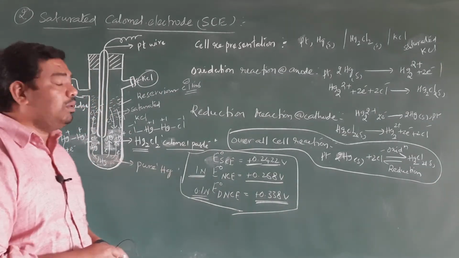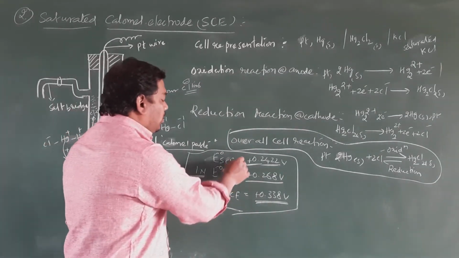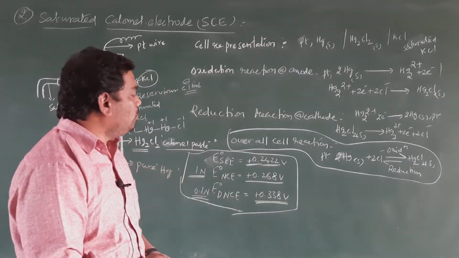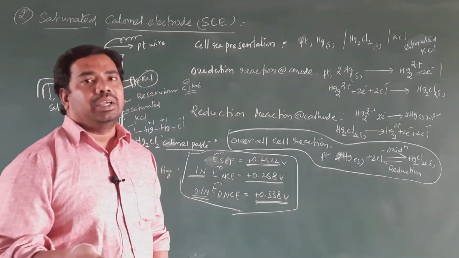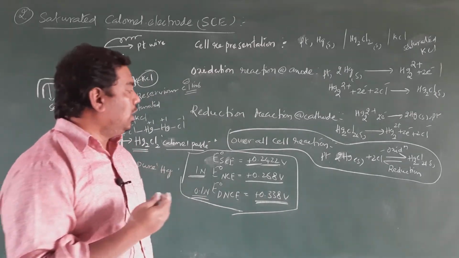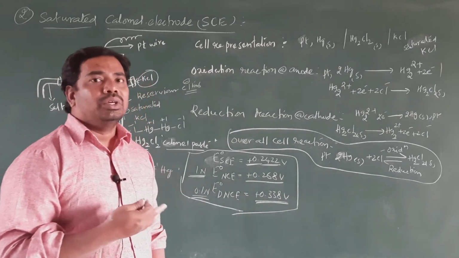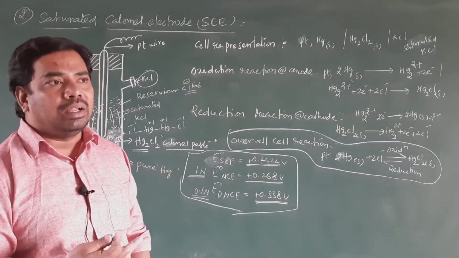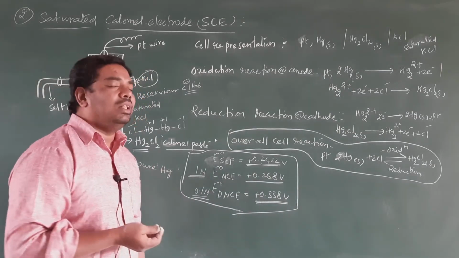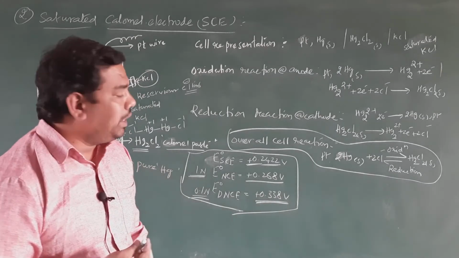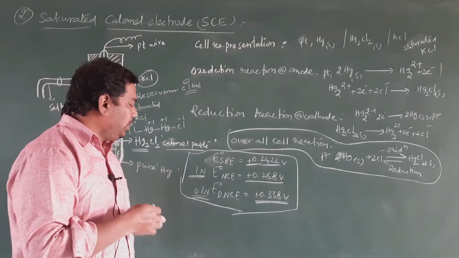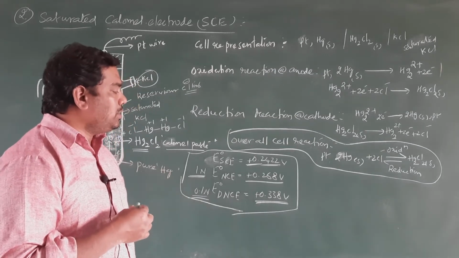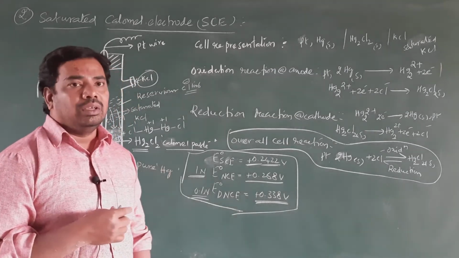Please remember, student, these values are very, very important for the numerical side. If it is saturated KCl, then the electrode potential value is equal to 0.2422 volts. If we are taking one normal solution, then the value is equal to 0.268 volt. If it is 0.1 normal, then the value becomes plus 0.338 volts.